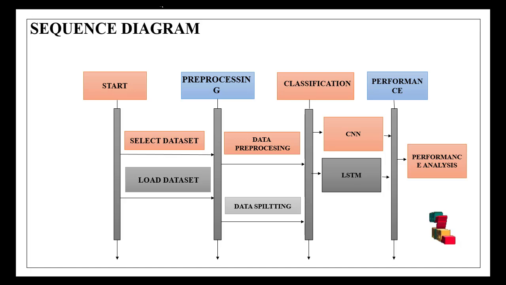Sequence diagram. We have four types of sequence. The first one is the start, the second is pre-processing, and the third is classification and performance. We select the start, select the dataset and load it, and in pre-processing we split the data. In classification we apply the deep learning algorithms like CNN and LSTM, and performance analysis finds the predicted caption for the images.